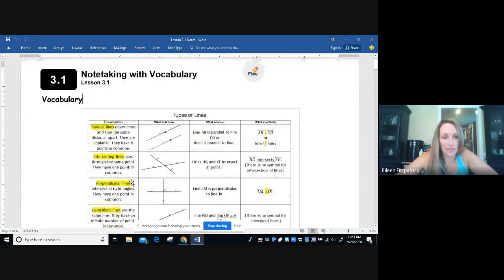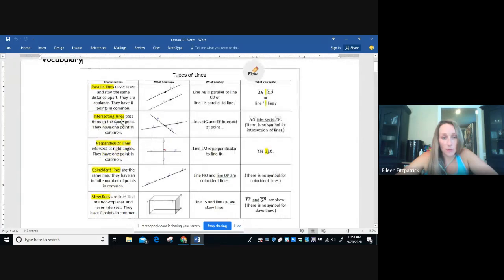All right, intersecting lines. They pass through the same point. There is 1 point in common. That's called the point of intersection. So here you can see line HG, and here is line EF, and they intersect, they meet at this point, I or L. Not sure exactly what letter that is, but you can say line HG and line EF intersect at point L, or you can write it that line HG with the line symbol intersects line EF. There's no symbol for intersection, so you do have to write it out in words.